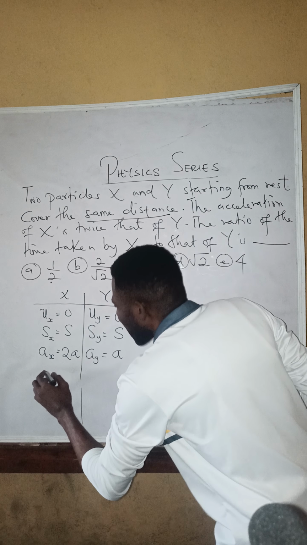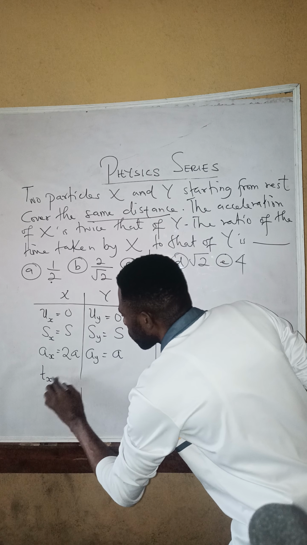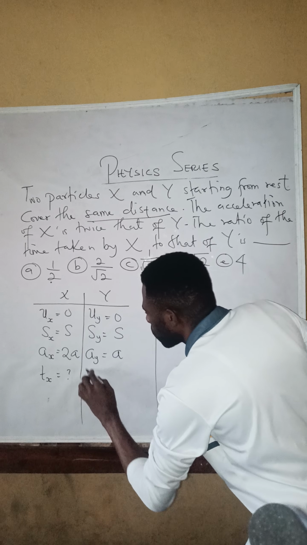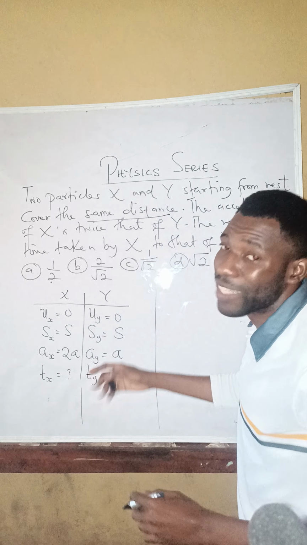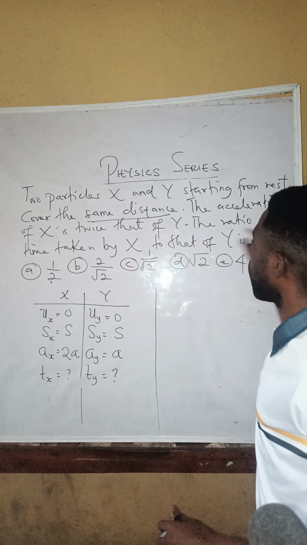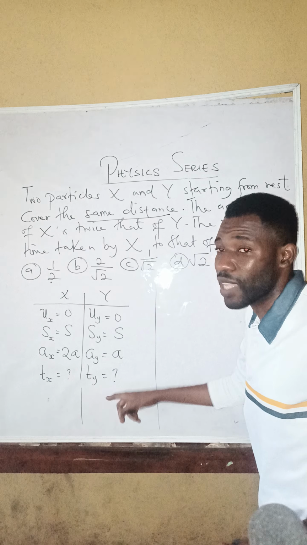So the time taken by X, we don't know. The time taken by Y, we also don't know. But we're going to express them as a ratio. Express the time taken by X as a ratio of the time taken by Y.